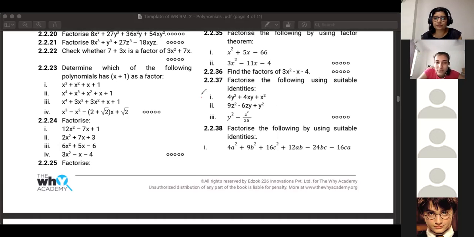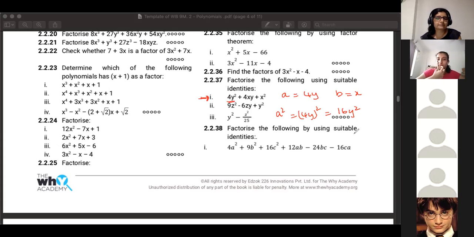Which identity will you use for this, Samriddhi? Ma'am, a square plus b square. A square plus b square is not an identity. Ma'am, sorry, a plus b whole square. Awesome. So in that context, what is a and what is b? Ma'am, a is 4y and x is b. If you're saying a is 4y and b is x, then a square means 4y whole square. If I do this I get 16y square, but here it is 4y square.